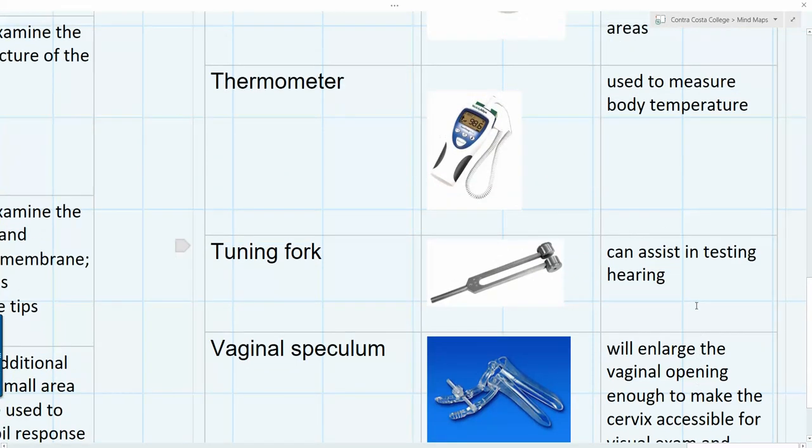The tuning fork can assist in testing hearing. They usually will put it on the mastoid process. If you want to know where your mastoid process is, it is that bone. If you stop right now, feel the bone behind your ear, that hard lump. That's your mastoid process. They will stick this on the mastoid process and then ping it and then figure out what you can hear. That's how that helps test hearing.